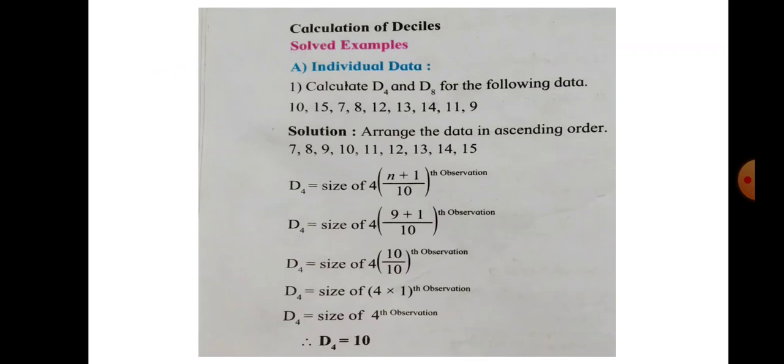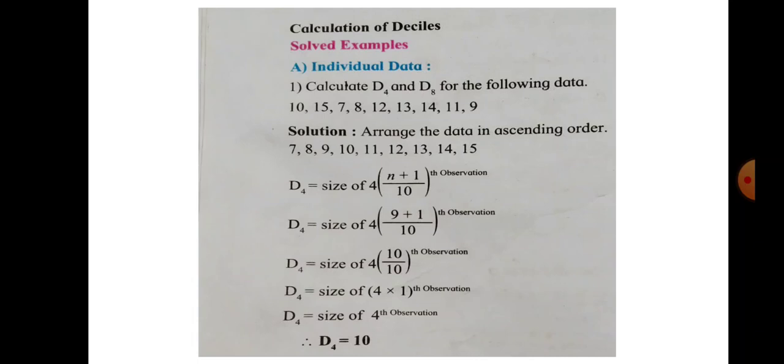What is your first step now? You have to arrange the data in ascending order. As per ascending order, the first number should be 7, after that 8, 9, 10, 11, 12, 13, 14 and 15. What is the total number of observations in the series? That is denoted by small n. So n is equal to 9 here.